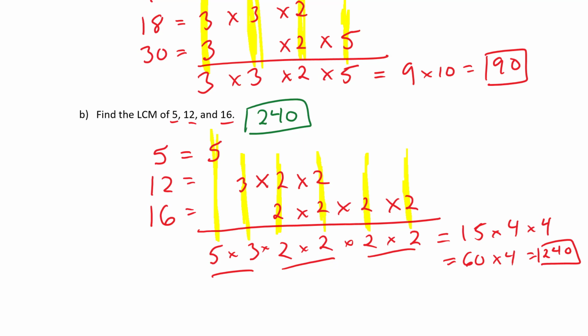Again, why would you ever want to do this? Well, what if we had 3/5 plus 4/12 plus 2/16? We'd have to turn these all into common denominators. What's going to be the lowest common denominator? It's going to be the lowest common multiple. This is for another class though. For now, let's just focus on determining what the lowest common multiple will be.